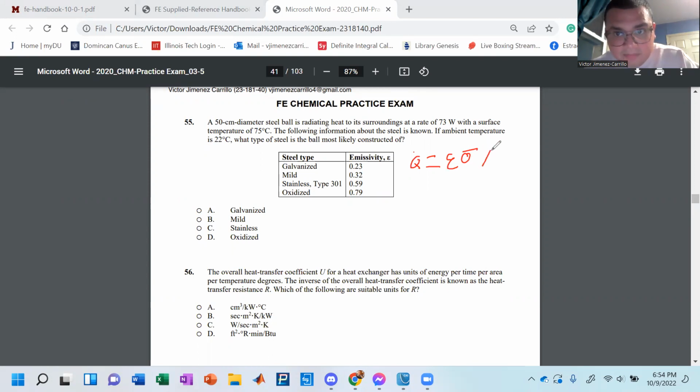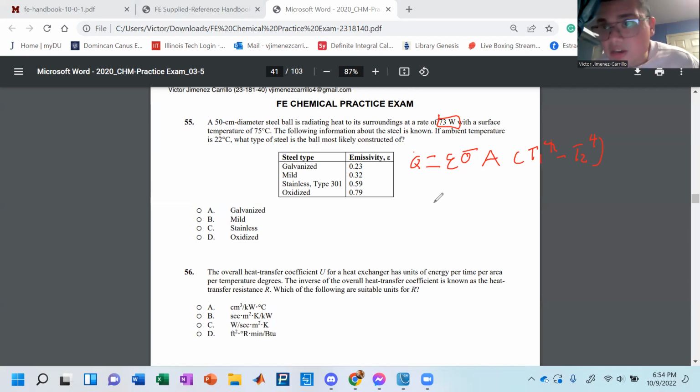Multiplied by the area, multiplied by the change in temperature of T1 to the 4th minus T2 to the power 4. Beautiful. Okay, so it's easy. We have all the data needed. E is what we're looking for. Q is just 73 watts, because that is the energy, joule per second. Q is 73 watts. E is what we're looking for. Sigma is that 5.67 times 10 to the negative 8th.